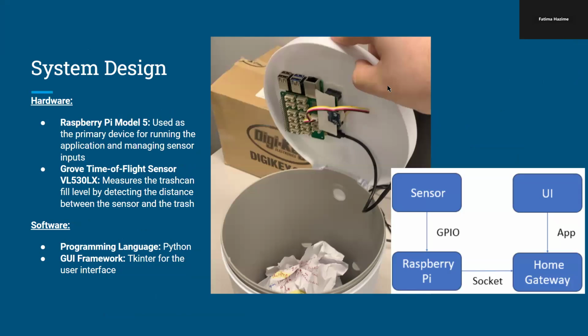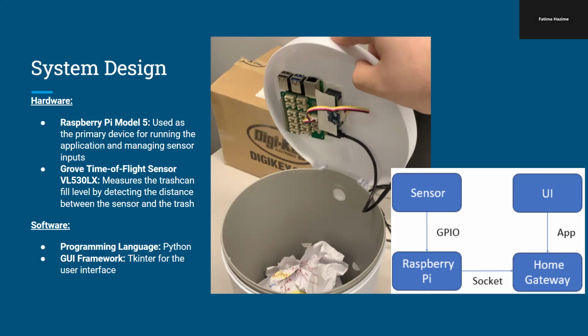For our system design, we are utilizing a Raspberry Pi Model 5 as the primary device for running the application and sending the sensor inputs over to the client. On the Raspberry Pi is a time-of-flight distance sensor that measures the trash can fill level by detecting the distance between the sensor itself and the closest piece of trash in the can.